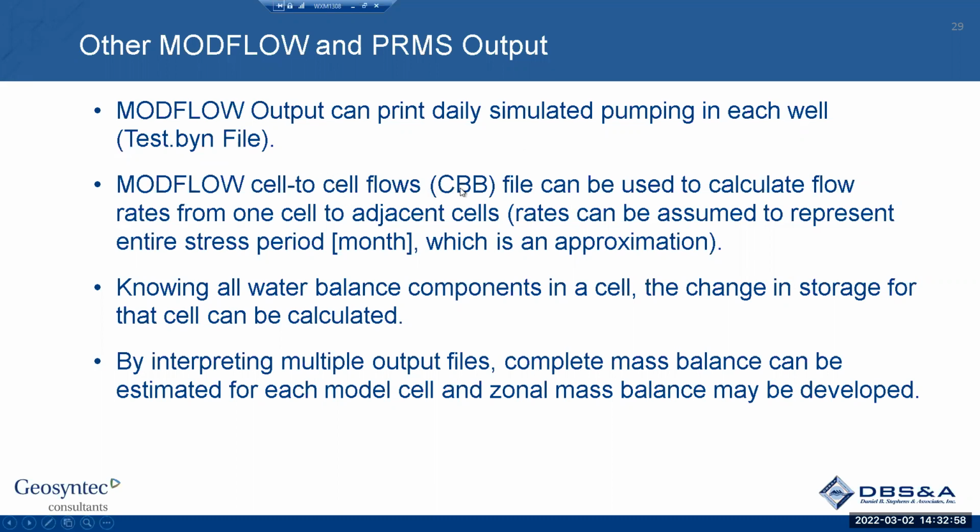So the cell to cell flows file, we try to avoid that as much as we can, but there are other budget components that we can only calculate from the cell to cell flow files, like flows from one cell to adjacent cells. So we can calculate these flows from the CBB file, and we assume that this flow is not going to be changing much during the month. Normally the changes are going to be most in third type boundary conditions like rivers, streams, drains. These are where we want to avoid the CBB file in the calculations.